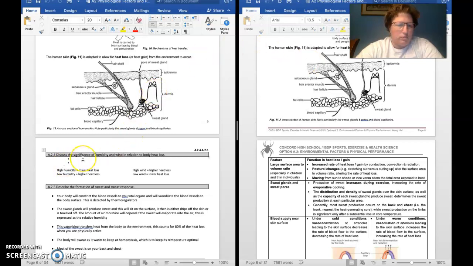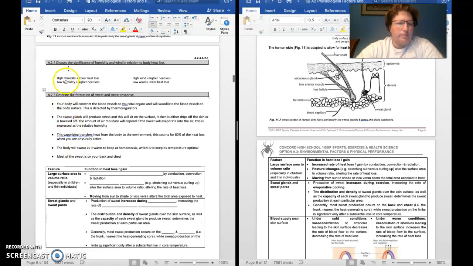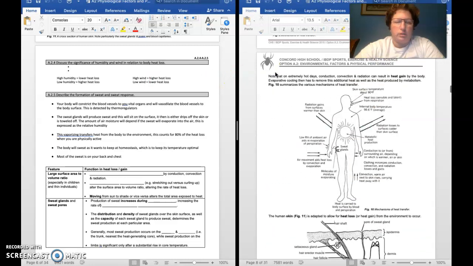All right, so if we look at our next outcome statement, discuss the significance of humidity and wind in relation to heat loss. With high humidity, so 100% humidity, you have a lower heat loss. It's harder for the body to regulate. With low humidity, you have higher heat loss, and the reason for that is you lose heat faster in drier environments. If you have high wind, it causes a higher heat loss because it's also going to pull the heat out of you.